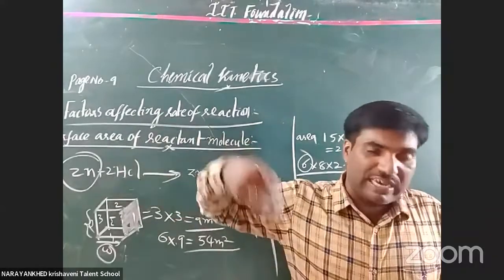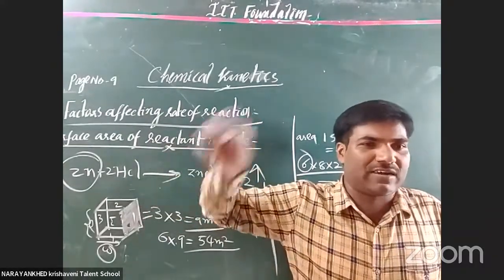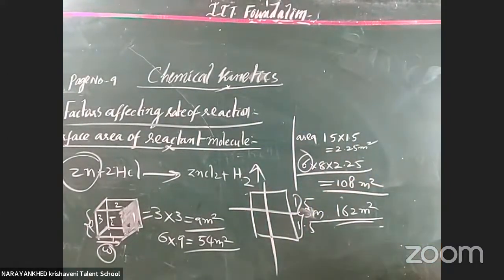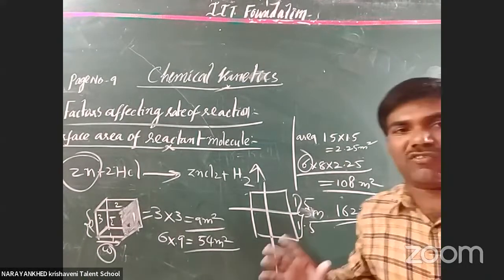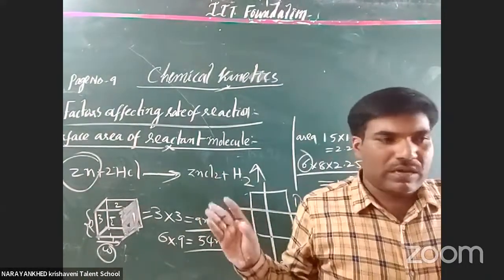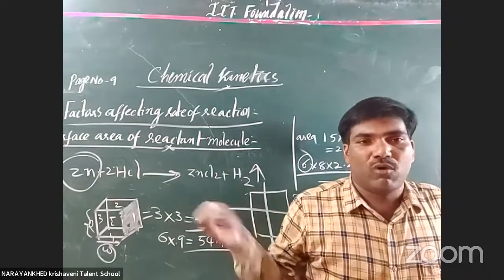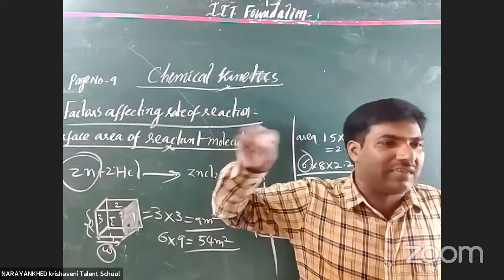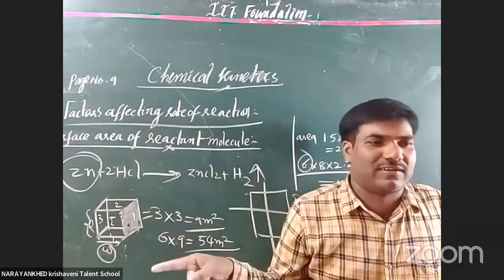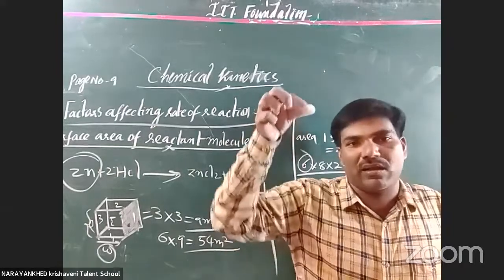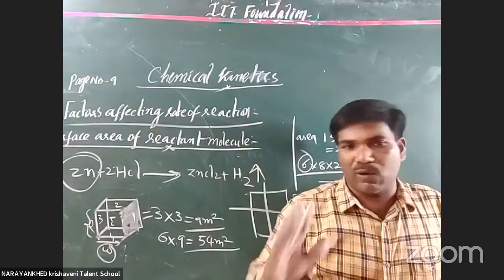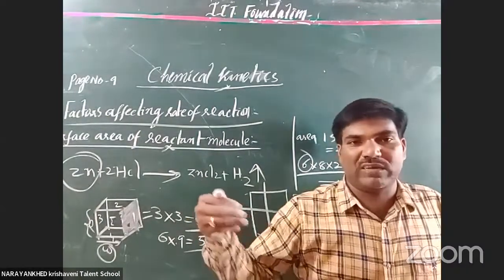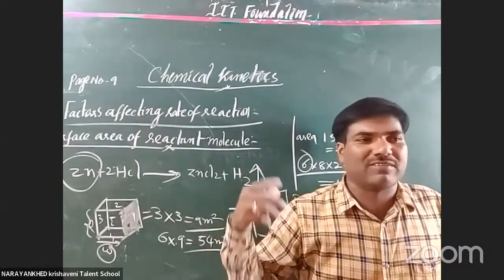More reaction takes place between one reactant and the other reactant. Automatically, the rate of reaction becomes larger. Okay, clear or not, all the students? More surface area is available, so every part of the reactant reacts with the other reactant. Consider one zinc nail. Only the outer surface reacts initially. When it goes inside the substance, it takes some time.